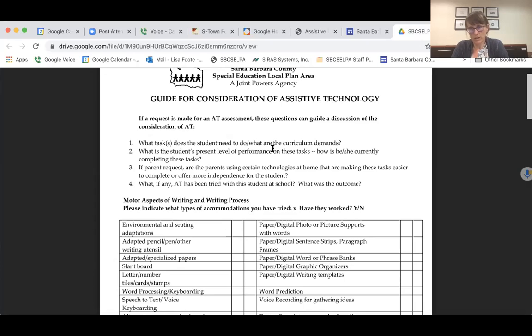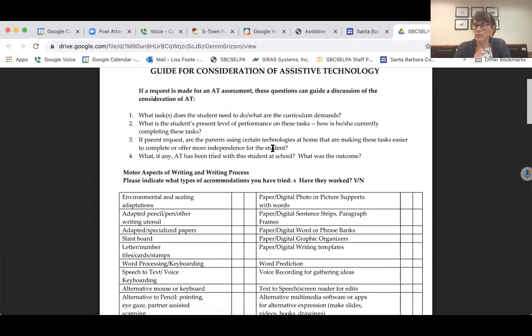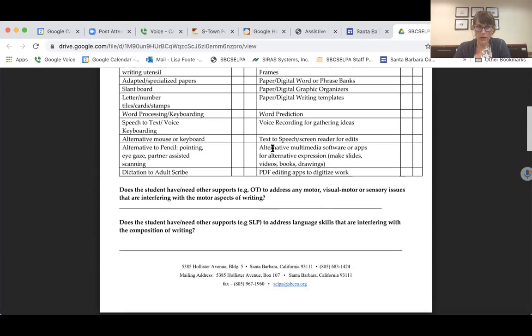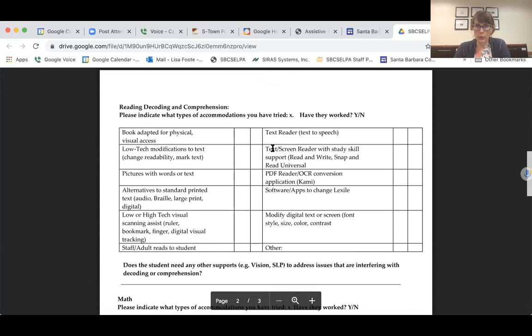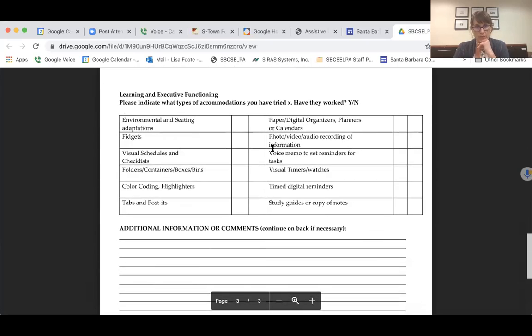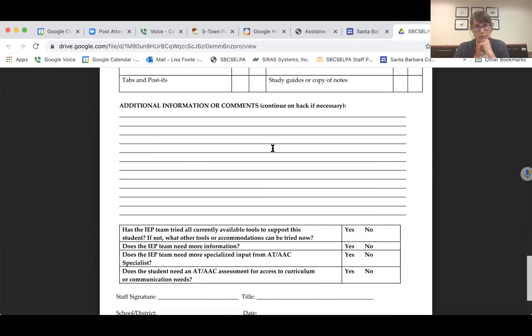Like my kid needs assistive technology. This would be the form that you get off the site, and you work through it and have a discussion about the areas of need. This form is separated into those sections for school: motor aspects of writing, reading, decoding and comprehension, math, learning and executive functioning, and anything else that you want to write there.